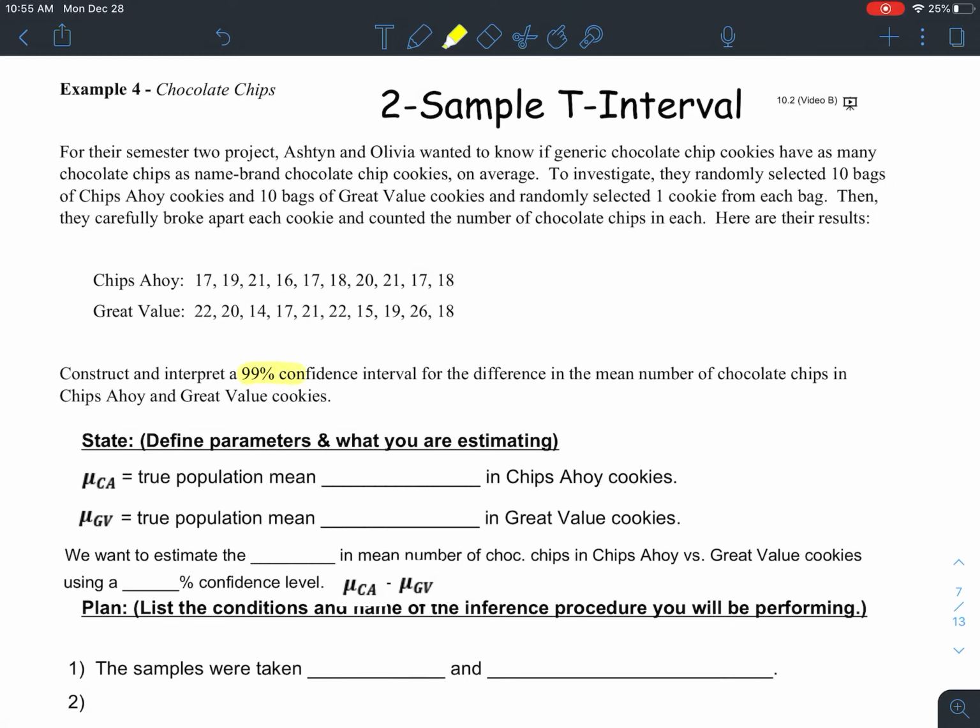You should, after putting this data in L1 and L2, go into your stat plot, turn on both plot 1 and plot 2. Make sure plot 1 has to do with L1 and plot 2 has to do with L2. You can then press Zoom 9 for Zoom Stat, and it should show you the sketches for each of these box plots. We're just going to do a rough sketch of each here.